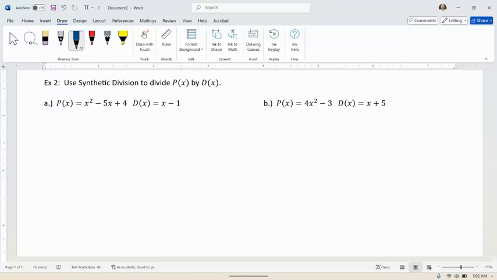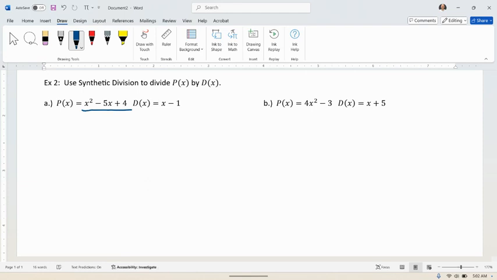Let's use synthetic division to divide p of x by d of x. Synthetic division is a little different process than long division, but there are some similarities. First, we'll check p of x to make sure that all of the terms are arranged in decreasing order and that none of the terms are missing.